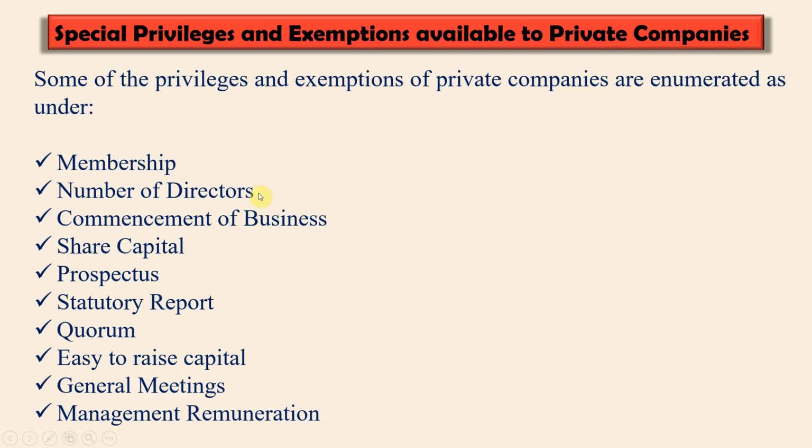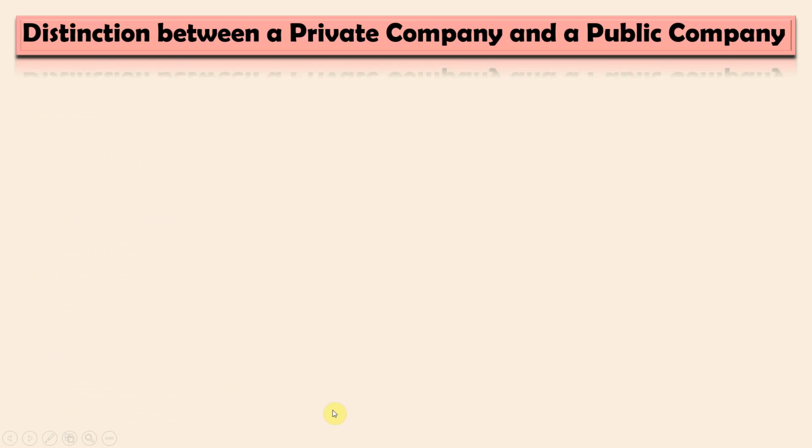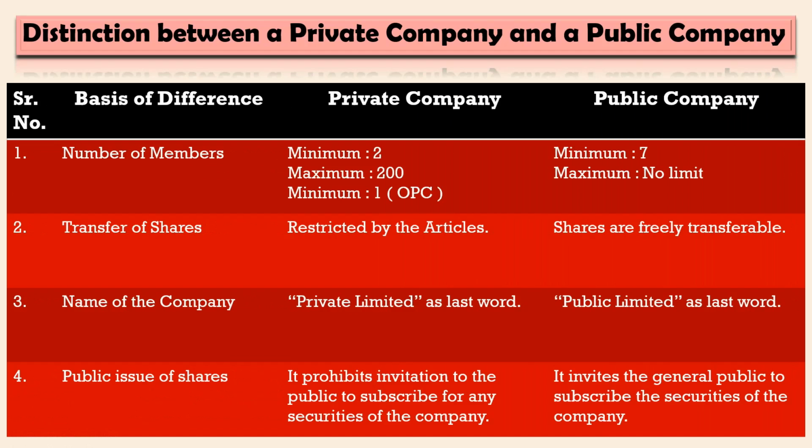First one, membership, number of directors, commencement of business, share capital, prospectus, statutory report, quorum, easy to raise capital, general meetings, and the last, management remuneration. Now let us move on to the distinction between a private company and a public company. Means what is the difference between a private and a public company, we will see.